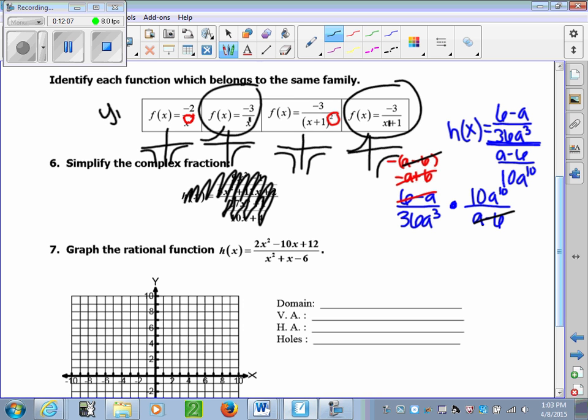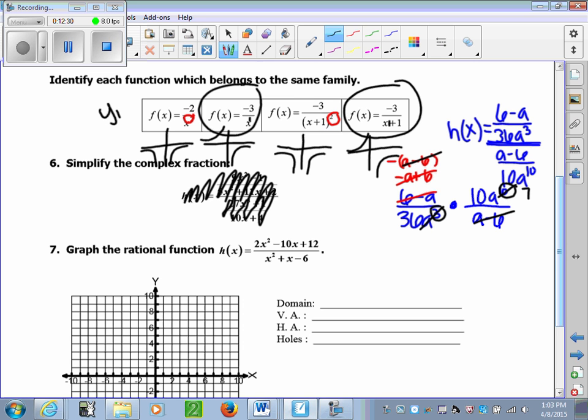However, I notice that I have an a cubed in the denominator and an a to the 10th in the numerator. I know that this a cubed will take away 3 of the a to the 10th in the numerator. So, a cubed will cancel out this 10 and make it a 7. Okay? And that's pretty much it.